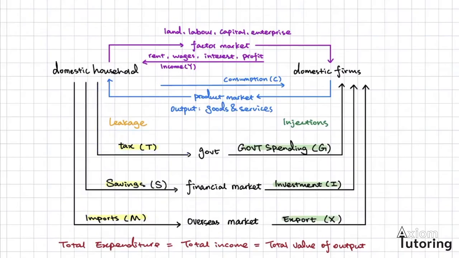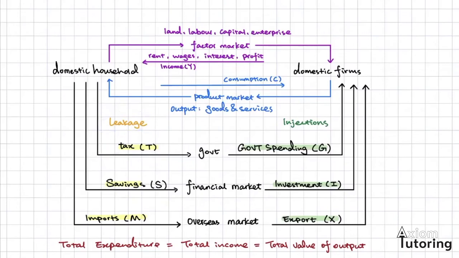And the second is imports. Households may also spend part of their income on goods and services produced overseas rather than by domestic firms. And finally, there's savings. Instead of spending all of their income, households save some of it in domestic financial institutions. Since saving, taxes, and imports reduce spending on domestically produced goods and services, they are known as leakages.